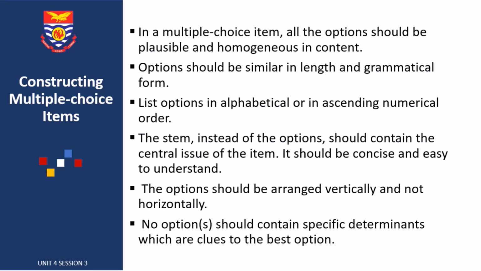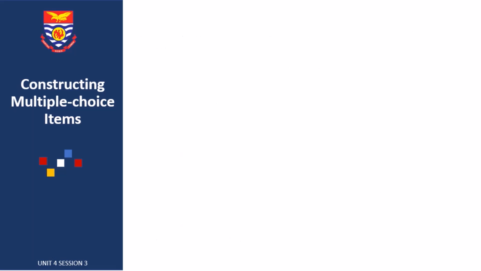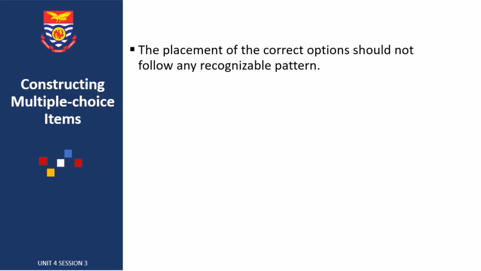No option should contain specific determiners which are close to the best option. You cannot do that. If you provide answers and one contains a clue that gives away the best option or the question, that is very bad. The next one is that the placement of the correct option should not follow any recognizable pattern. If you conduct an exam of maybe 10 questions, and you want number 1 A, number 2 B, number 3 C, D, the answers should not follow that pattern. When the students identify it, they will not even read the question again. They will just write the answers for you. So you should not follow any pattern for the students to see.